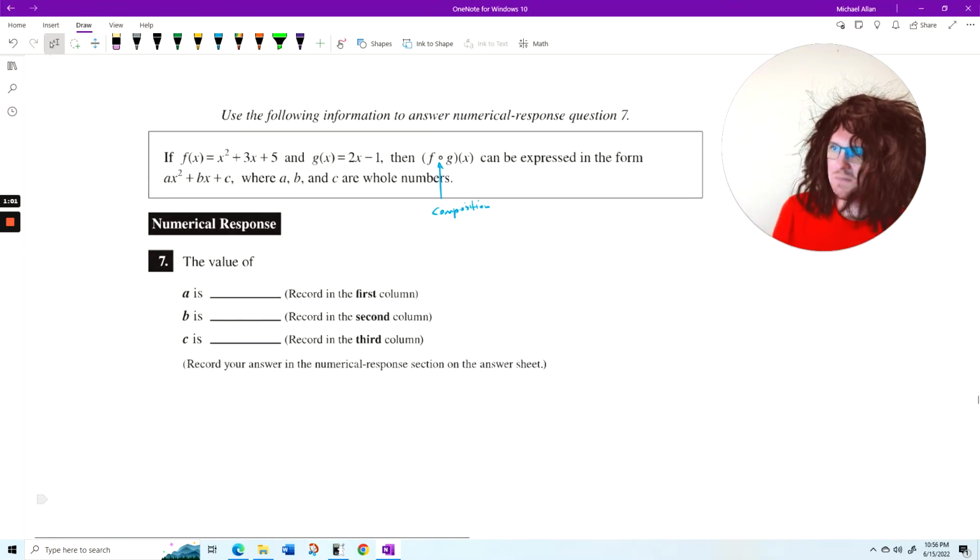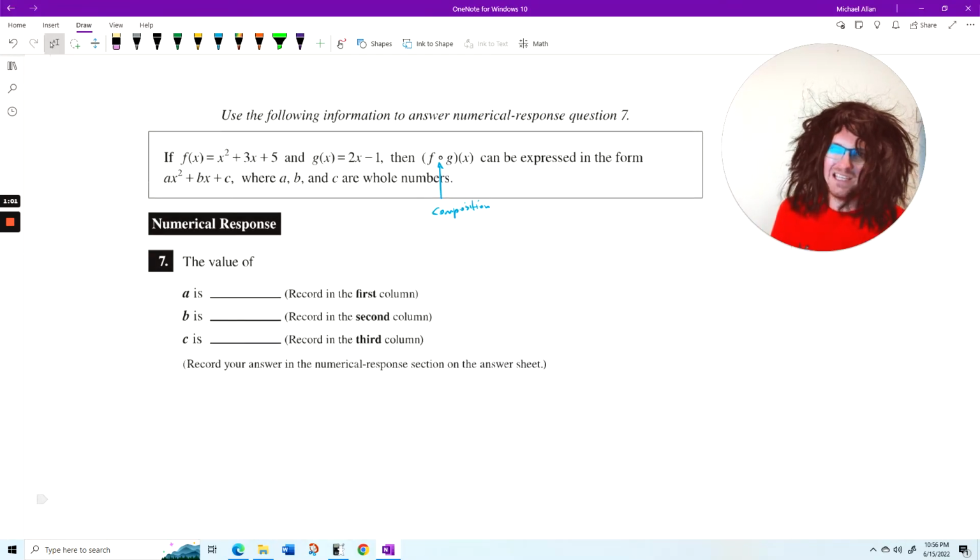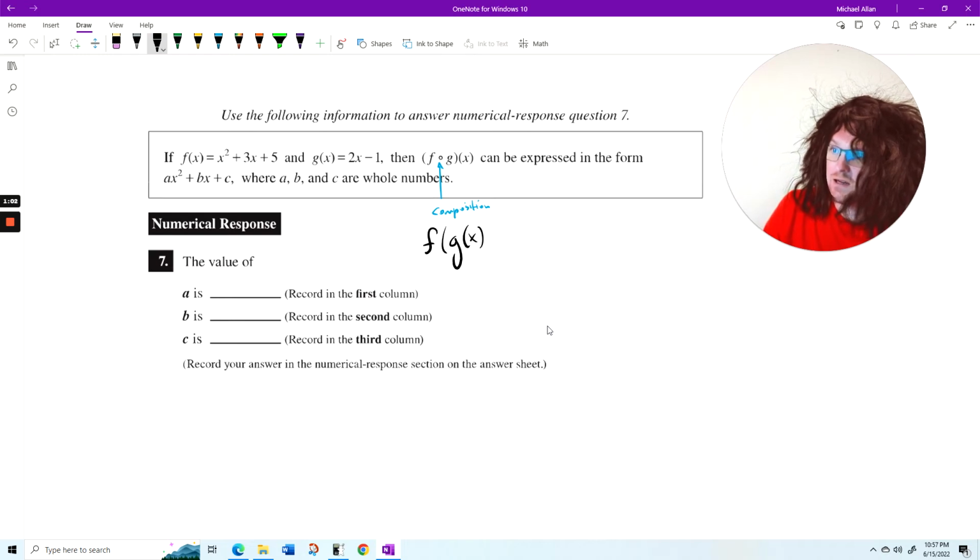Composition. Okay, so when it comes to compositions, you're putting one equation into another, right? So this is just saying I'm going to take G and jam it into F. So what that means is I'm going to take G, which is this equation here, and put that into F. It's kind of like saying if I said F of 3, what that means is I'm going to replace all the x's with 3's. Right, there'd be a 3 here, 2, and a plus 5, right? So I replace the x's with 3's.